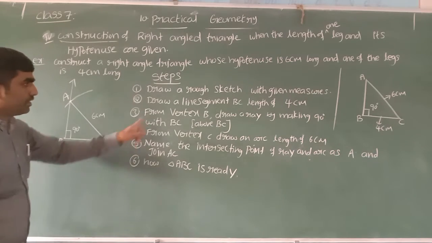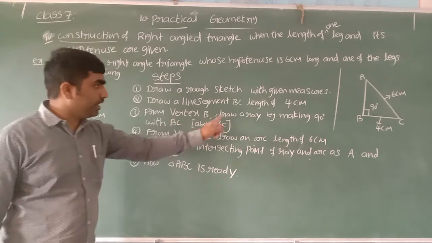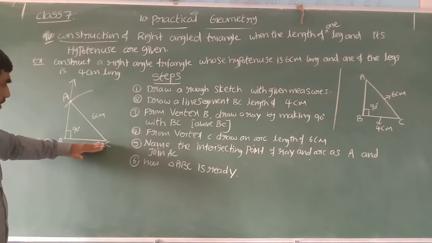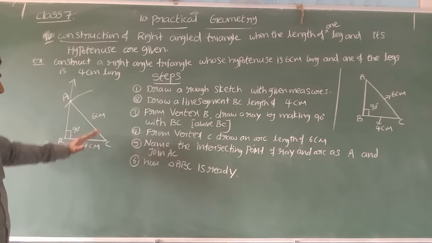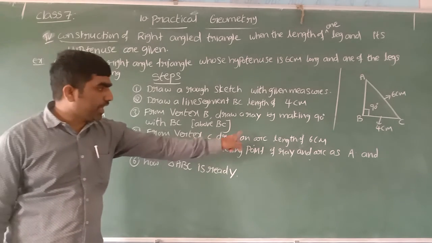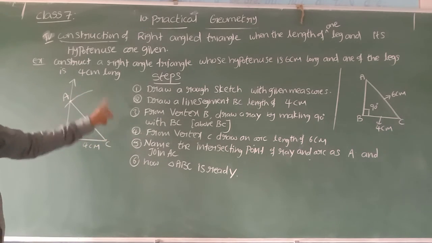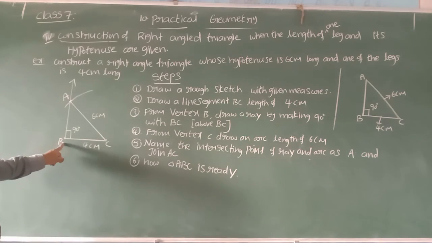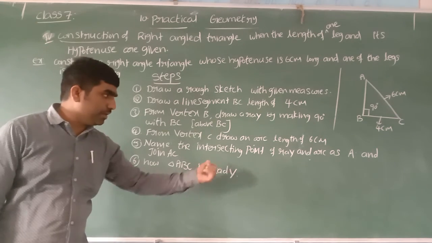Now draw a line segment BC of length 4 cm. From vertex B, draw a ray making 90 degrees with BC, above BC. From vertex C, draw an arc of length 6 cm. Name the intersecting point of the ray and arc as A. Here the ray and arc are both intersecting, so name the intersecting point as A. Then join A to C. Now triangle ABC is ready.